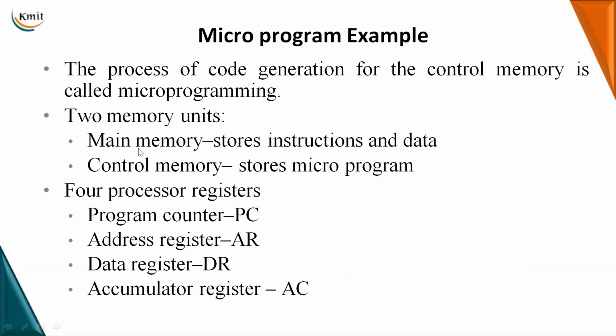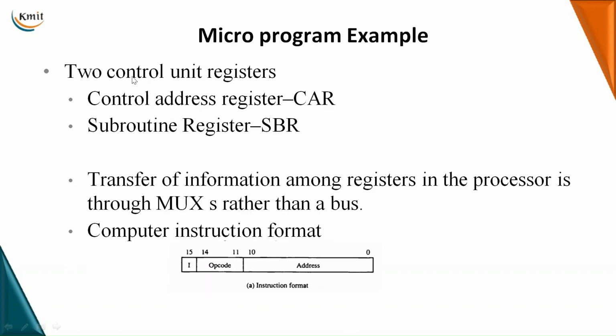Here there are two memory units: main memory, which stores your instruction and data, and a control memory, which stores your microprogram. Coming to the processor registers, there are four processor registers in terms of main memory: program counter, address register, data register, and accumulator register. In terms of control unit registers, there are two with respect to the control memory: control address register and subroutine register. The transformation of information among the registers in the configuration is done through a mux rather than a bus system.